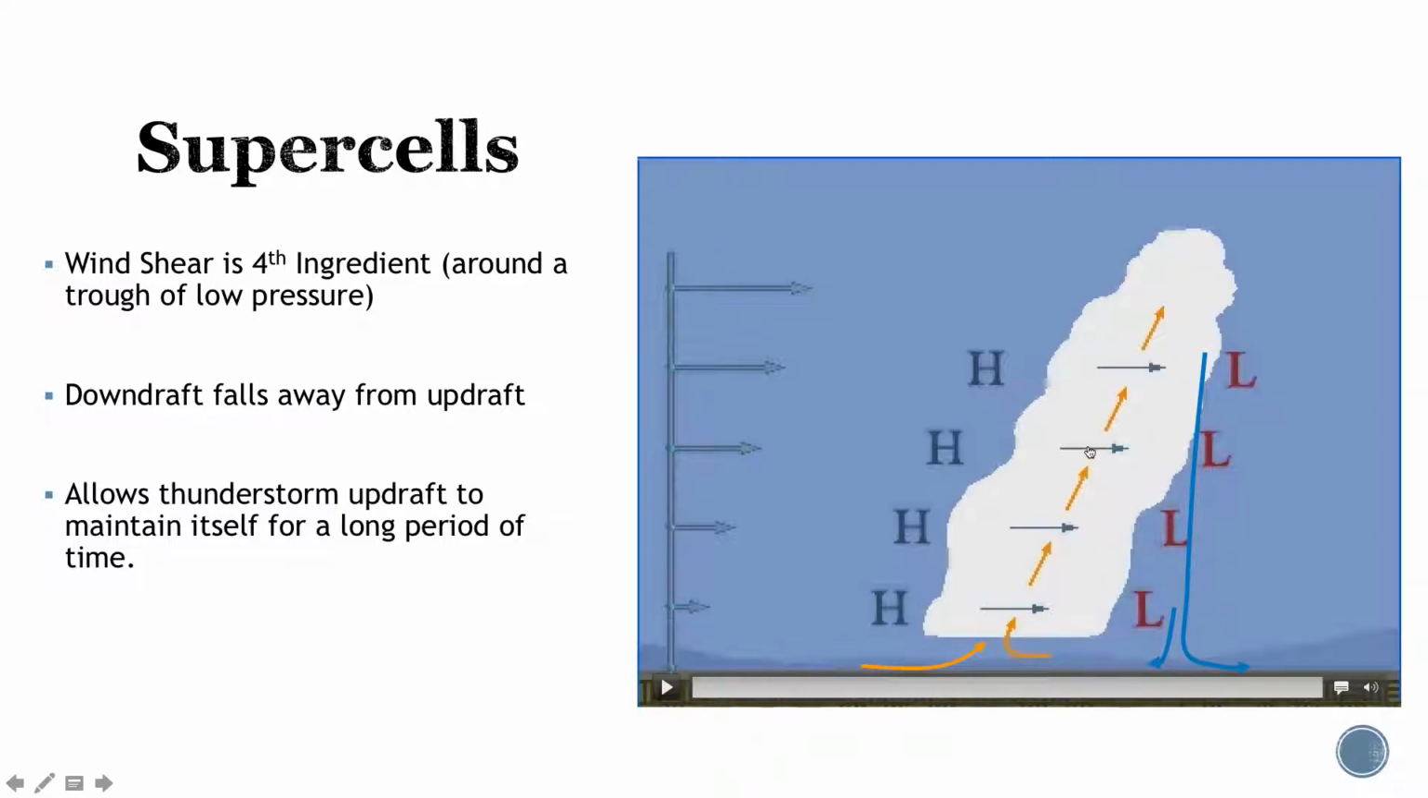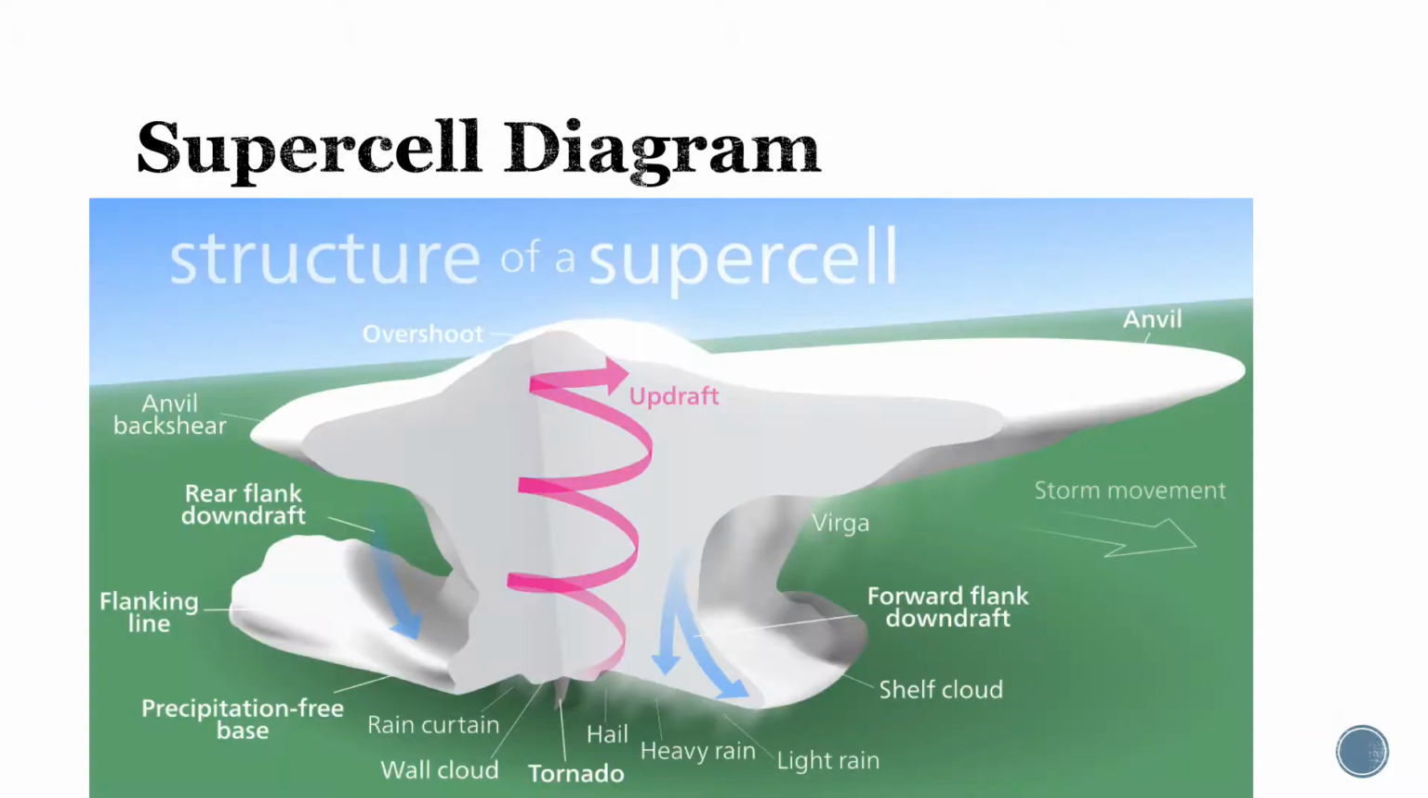And what that does is that allows the full thunderstorm to tilt and for the downdraft to fall away from the updraft. So what that means is that all this cool air falls away from the updraft, and so basically the exhaust never cuts off the fuel. So you have an infinite fuel source for these supercell thunderstorms. So they can last for very long periods of time because they can continue pulling in the fuel, and that fuel source does not get cut off, all because the thunderstorm is tilted.